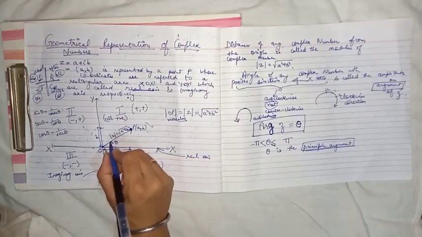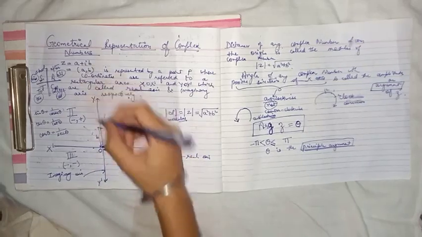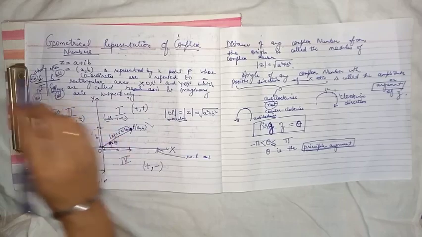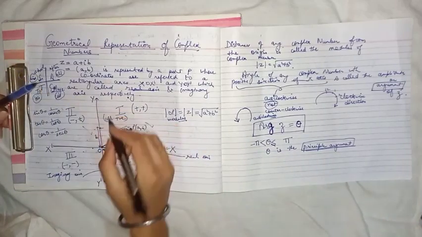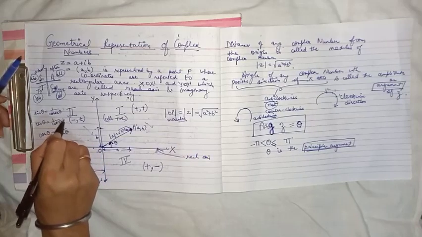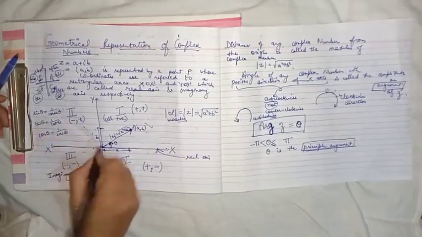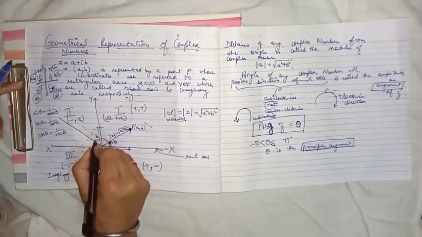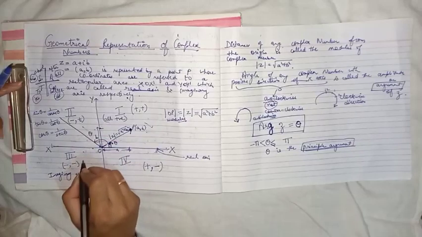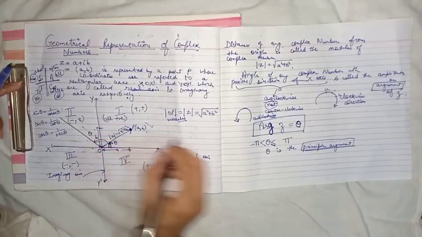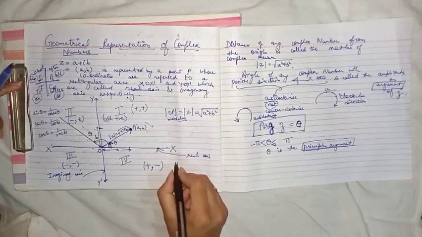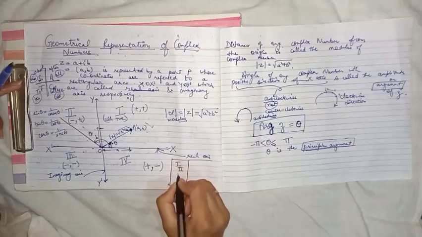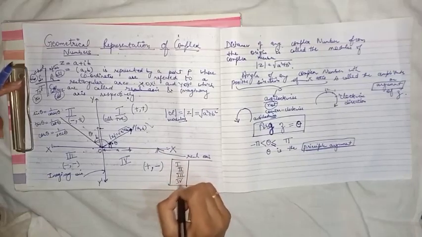Now if this angle is theta in the first quadrant, now when the value of x is negative and y is positive, then our point moves to the second quadrant and theta will become this angle. This is our theta. Now I am writing the rule for the first quadrant, for the second quadrant, for the third quadrant and for the fourth quadrant, right?